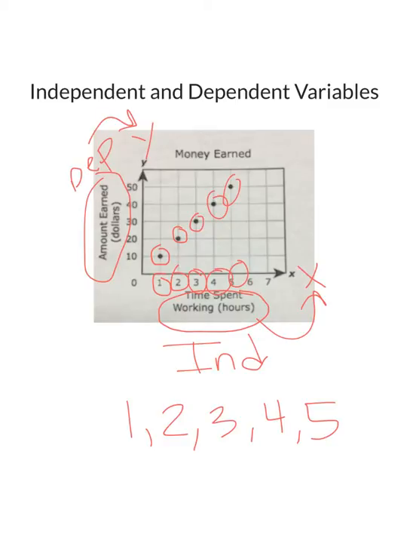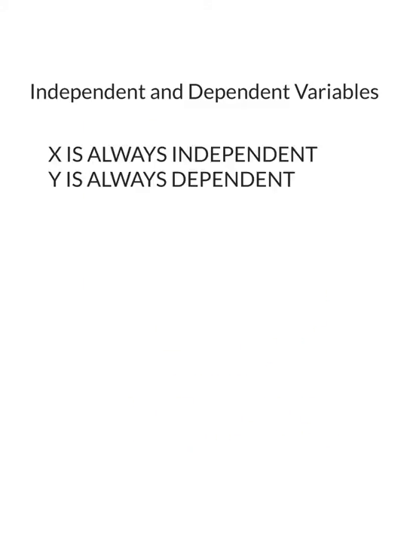If we're looking for the dependent values, we would go to the left side and we would look at the y values of each of these points. Don't forget, the x is always independent and the y is always dependent.